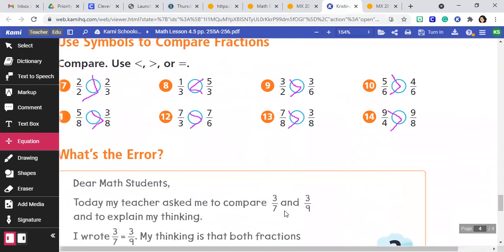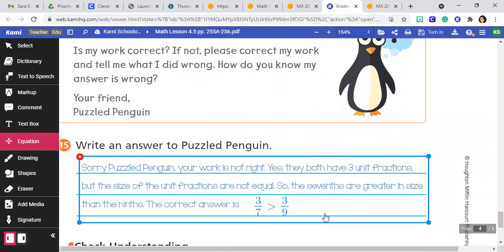And that is what Mr. Puzzled Penguin, that's the mistake that he made.